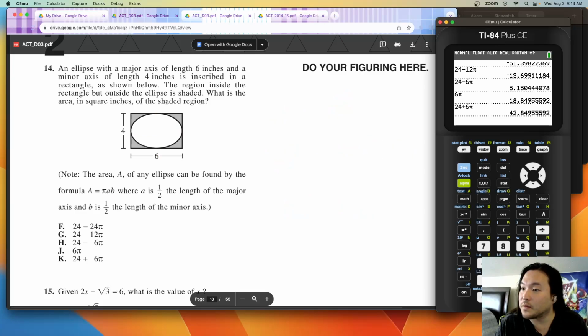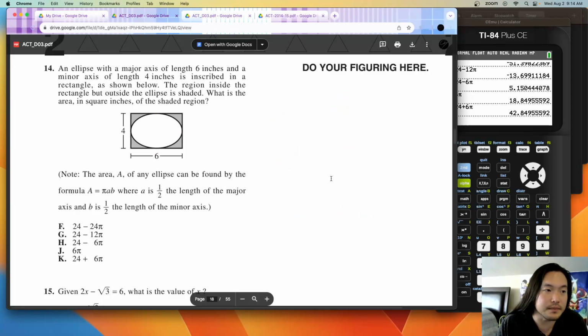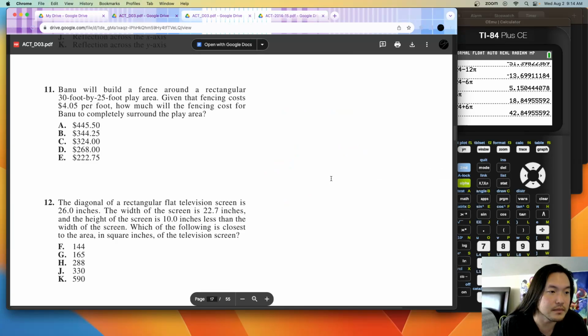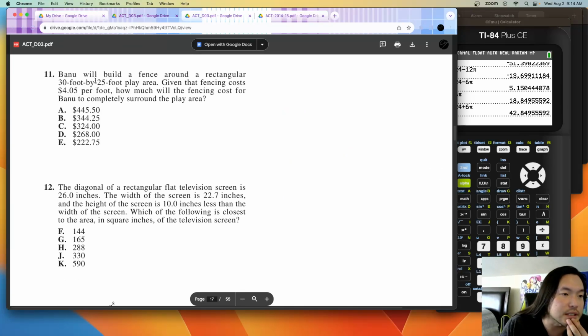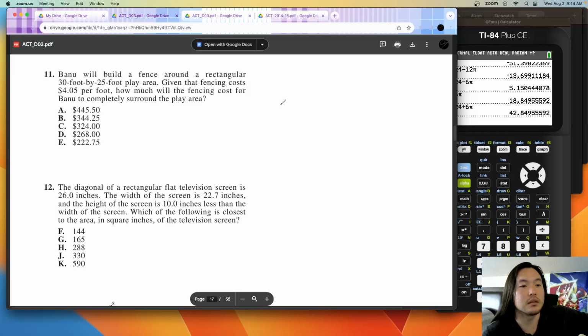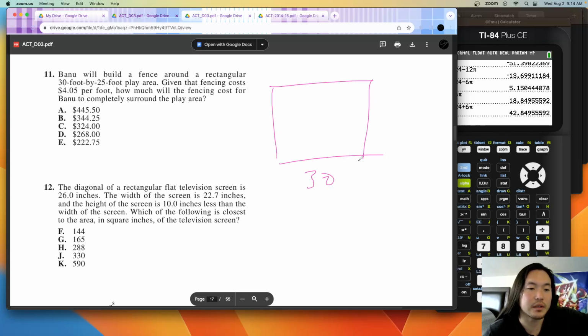Yeah, let's go over 11 and 17. Okay, so this one, just classic word problem. Banu will build a fence around a rectangular 30 by 25 foot area. Okay. Let's visualize that. So we have 30, 25. And then fencing costs $4.05 per foot.